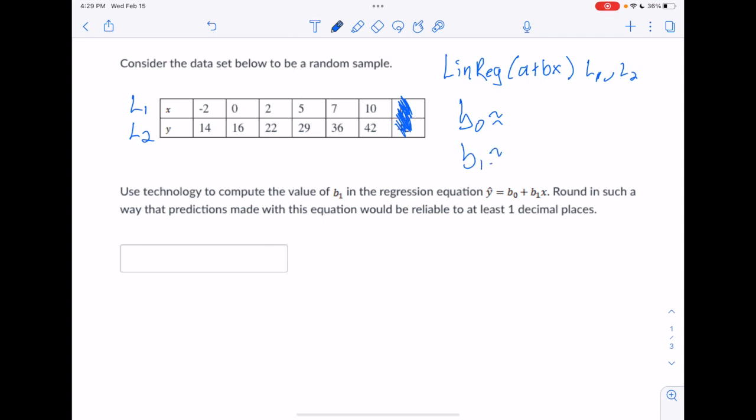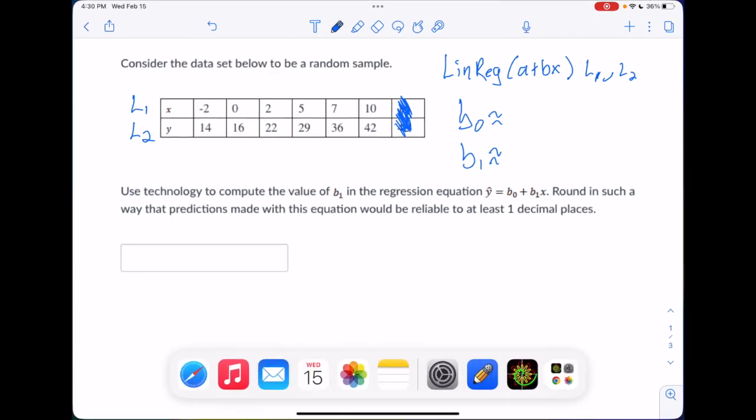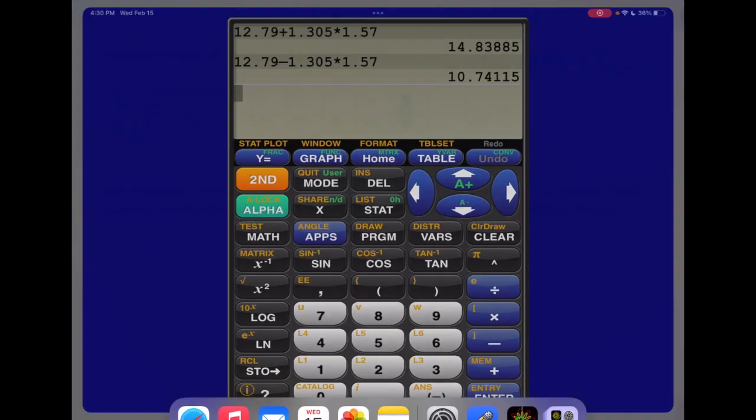They're only asking us for b1 here, but I believe you probably have problems doing the b0 as well, so we'll talk about both of them in this video and just get them both taken care of. So let's go to the calculator and enter those x and y values.